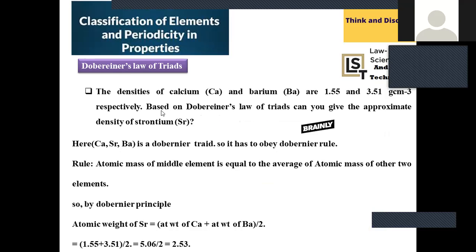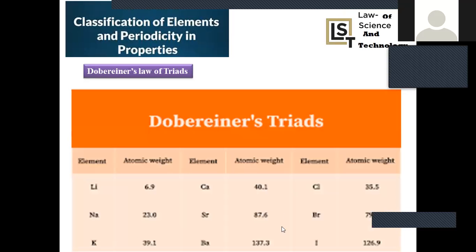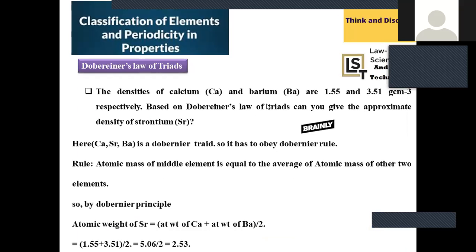And another question based on Dobereiner's law of triads: the densities of calcium and barium. So here, instead of atomic masses, we are considering their densities, right? The densities of calcium and barium are 1.55 and 3.51. Why are we taking calcium and barium? Because, going back to our previous session, calcium, strontium, barium, these three are regarded as a triad given by Dobereiner. So instead of their atomic masses, we are going to use their density values. Calcium density is 1.55 and barium is 3.51.